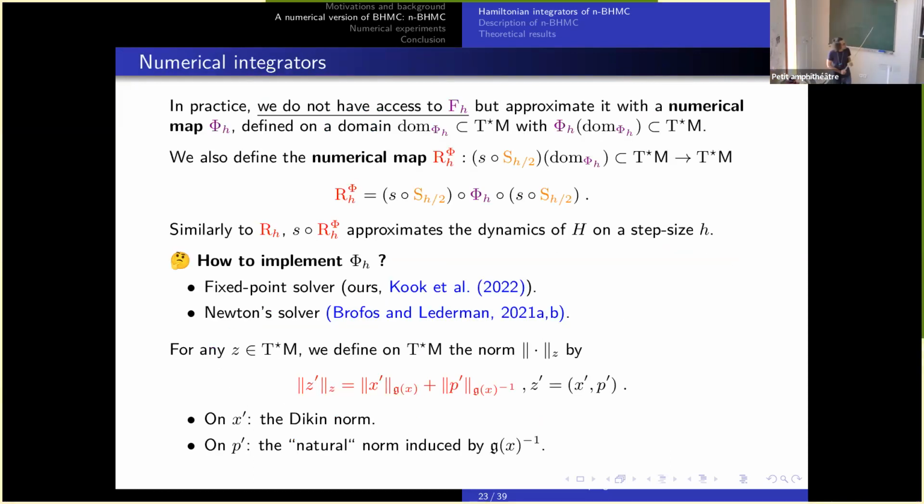Now, in practice, you cannot have access exactly to the set of solutions. It's not very realistic. What you just have is some kind of numerical recipe. And here I will denote my numerical recipe phi of h. Whatever numerical recipe you can use to solve this fixed point equation. So you could use Newton, as in the paper by Zappa and Coulter. Or in our paper, we just use a fixed point solver, that's fancy.